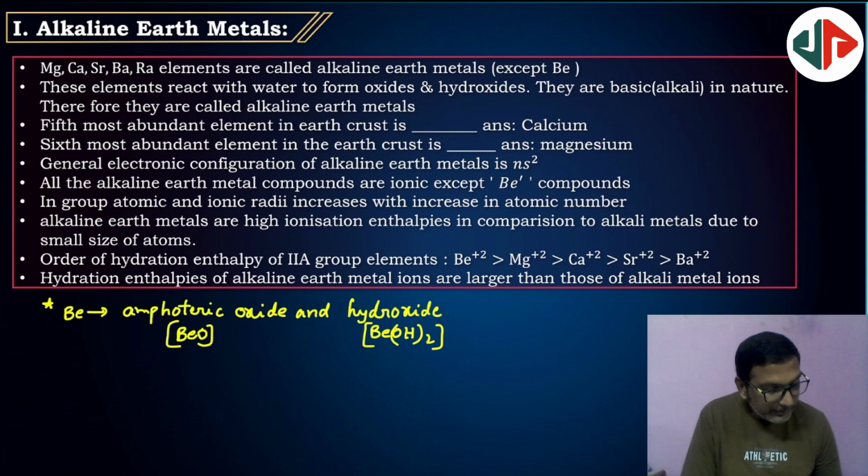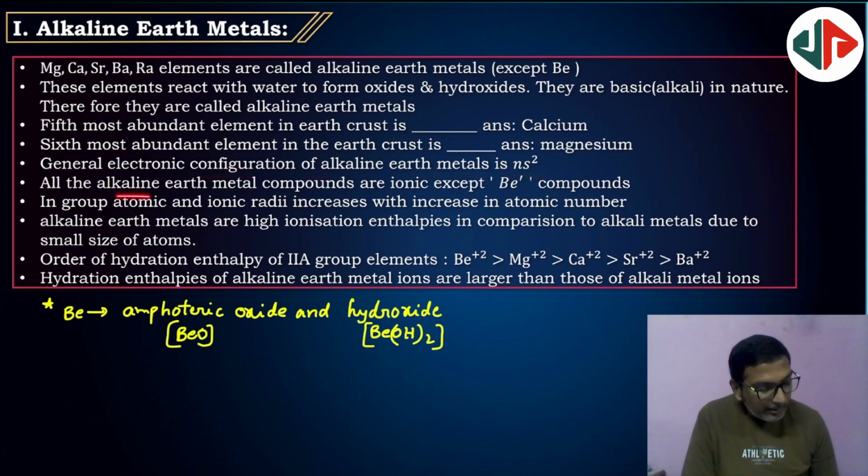Next, the fifth most abundant element in earth crust is calcium. Sixth most abundant is magnesium. Remember this point, order of abundance. That means calcium and magnesium are more abundant elements in 2A, alkaline earth metals. Next, general configuration ns2.